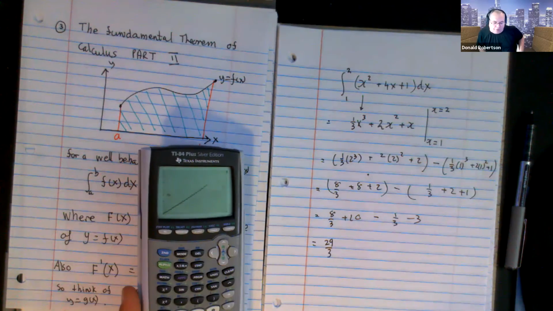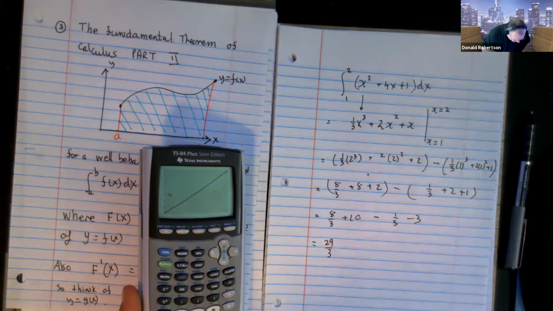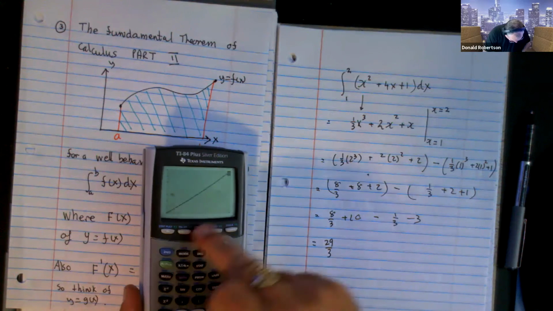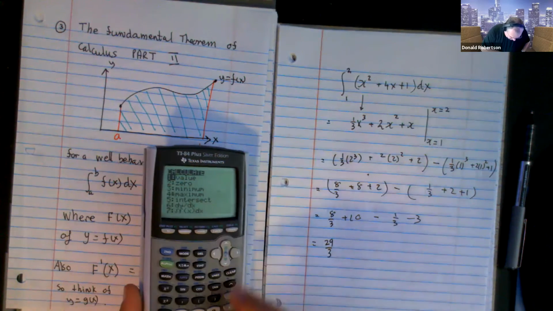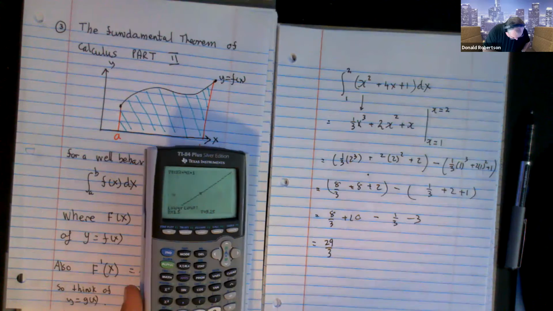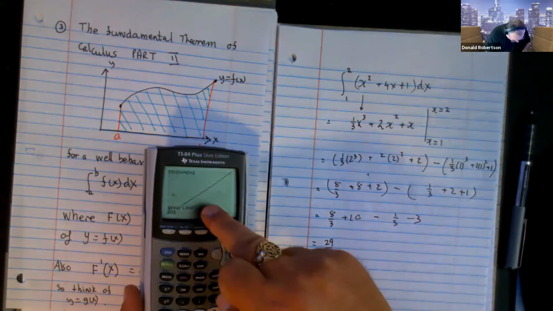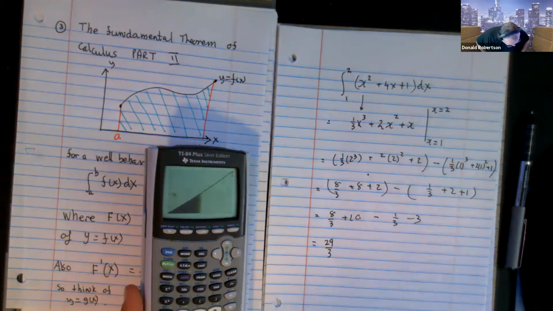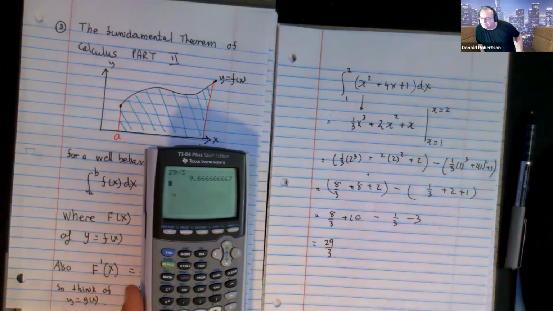And pretty boring. Looks like it's a straight line, but technically it's a curve. And then I'm going to go second calc and option 7. And I'm going to say start at 1. Upper bound 2. And I better see 29 thirds, at least 29 thirds as a decimal should be 9 point lots of 3s. Let's find out. Okay, what does that tell me? Tells me I'm wrong, doesn't it?